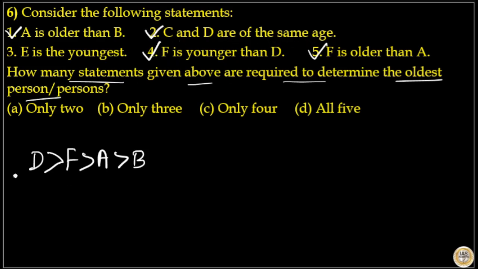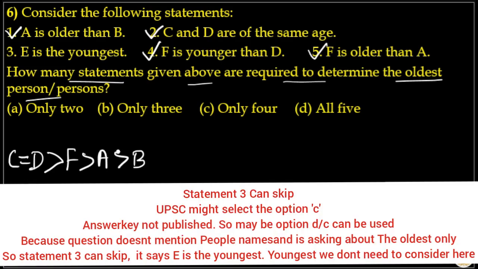C and D are of the same age. Now, you can see there is no E here. So here in the third statement, I will use E is the youngest. That means E is the youngest person here. Now you can see the oldest persons are C and D.